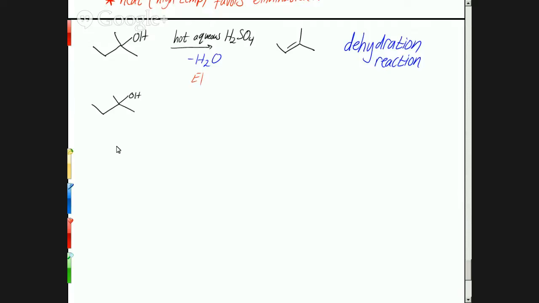Ideas? But we add hydrogen to it. So hot aqueous sulfuric acid is another way of saying hydronium ion. Because water is H2O, and then you put in some acid and it becomes H3O+. So the hydronium ion will protonate the alcohol, meaning give a hydrogen to the alcohol.